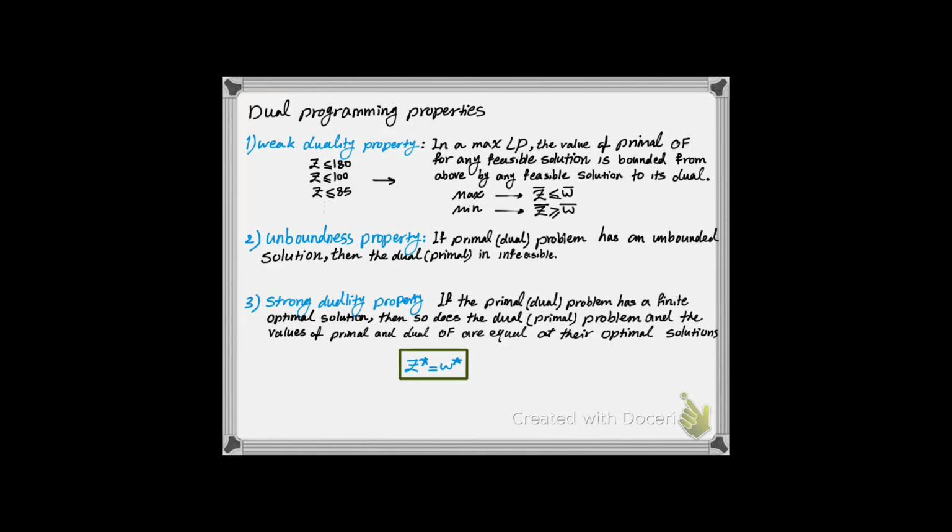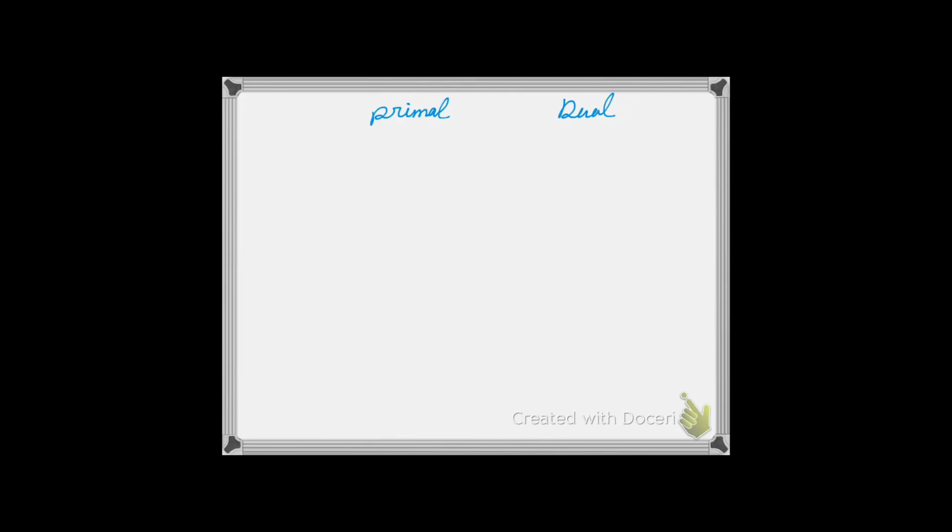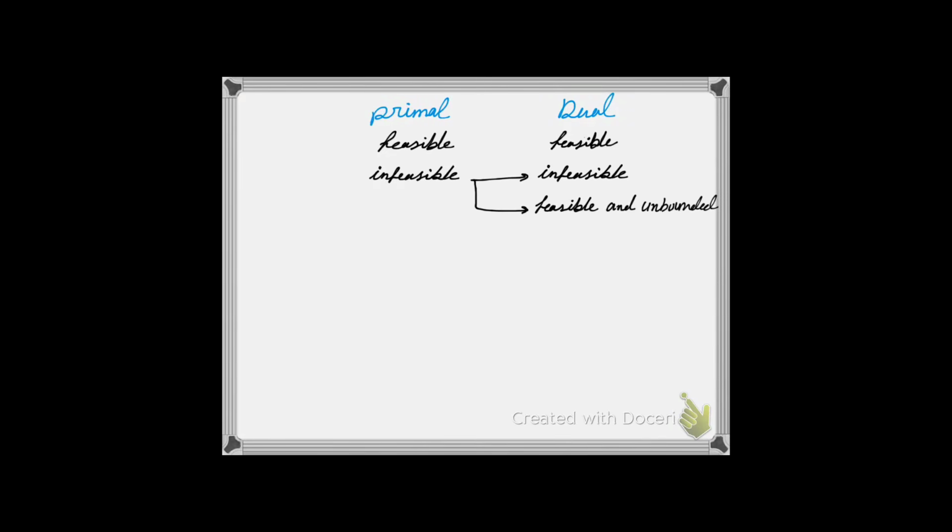From these three properties, we can conclude some relationships between the dual and primal problem, which are explained in this slide. We said if there is a feasible solution for the primal, your dual is also going to be feasible. If your primal is infeasible, think about the second property we had: either your dual is unbounded or it's infeasible. So it's either infeasible, or it might be feasible and unbounded. How about if your primal is feasible and bounded? Then your dual is feasible and bounded as well.